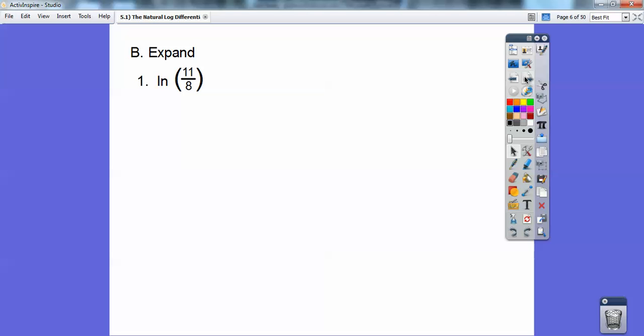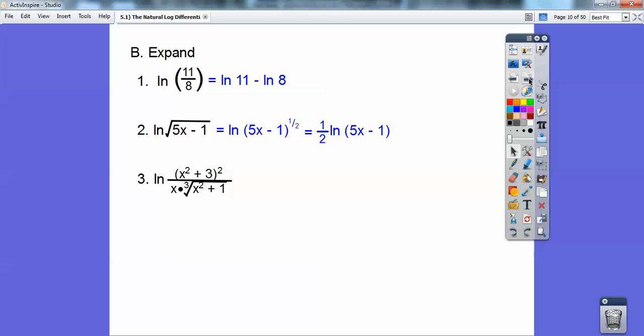All right, so let's expand this, you guys. This one's going to be the subtraction one. There it is, that's the answer. For this one, let's recognize that the square root is to the 1/2 power, and then this 1/2 power comes out in front right there, so it's 1/2 natural log of 5x minus 1. Remember this from your Algebra 2 class, you guys?